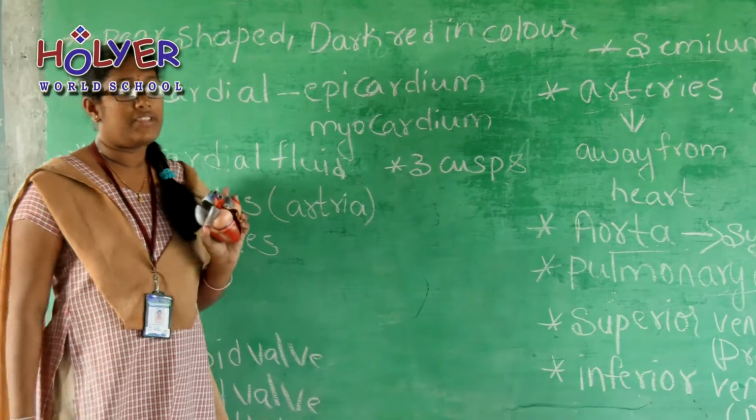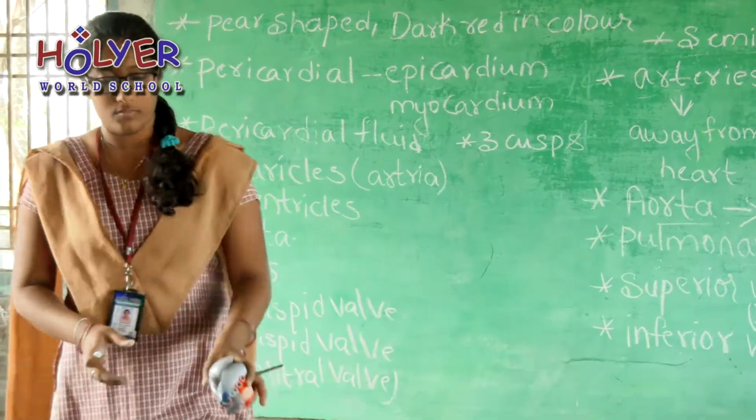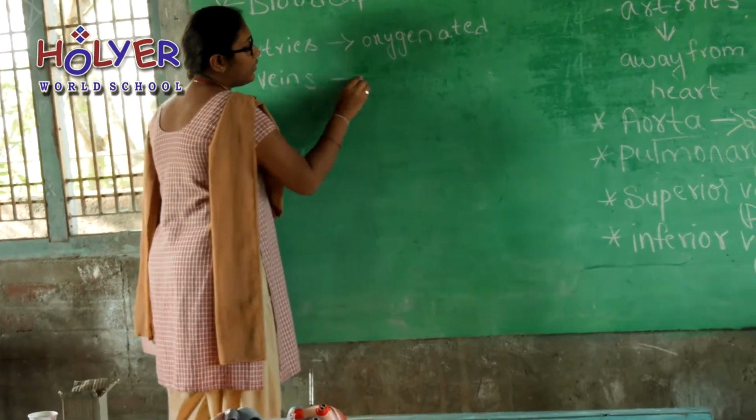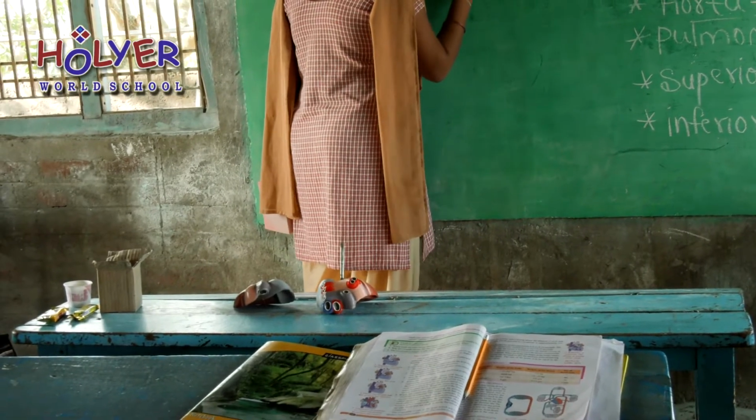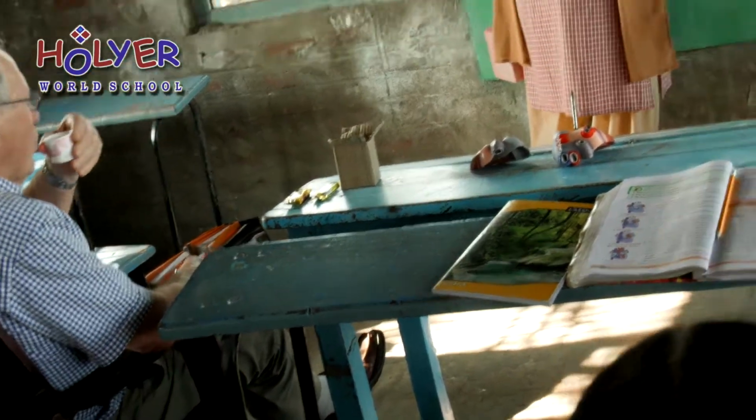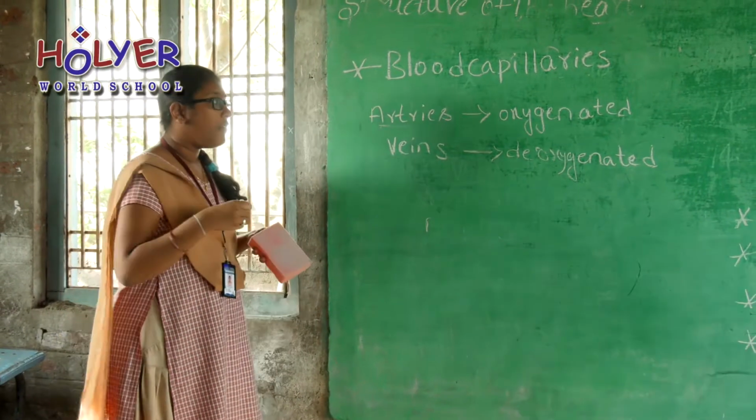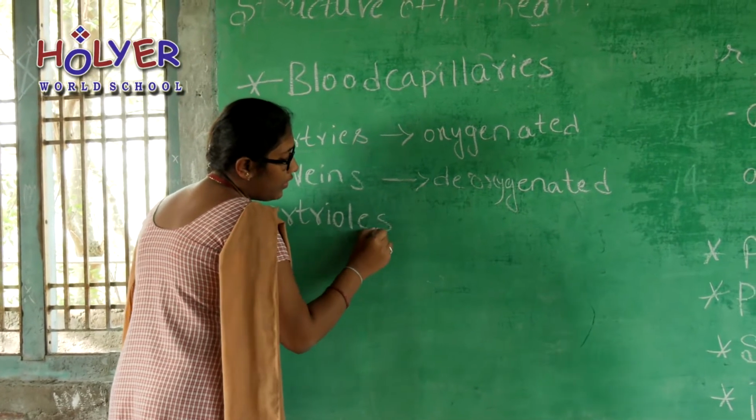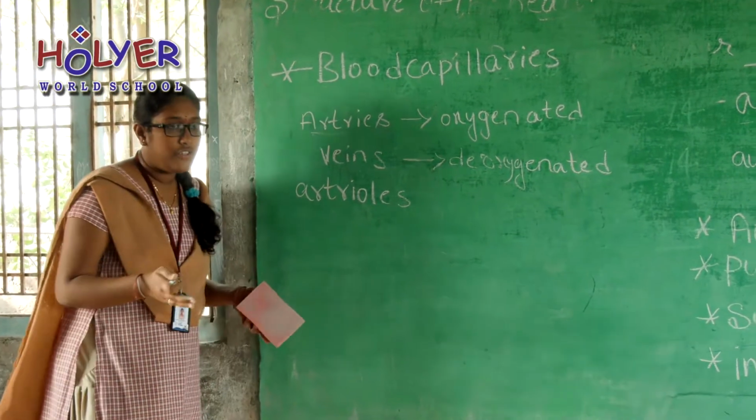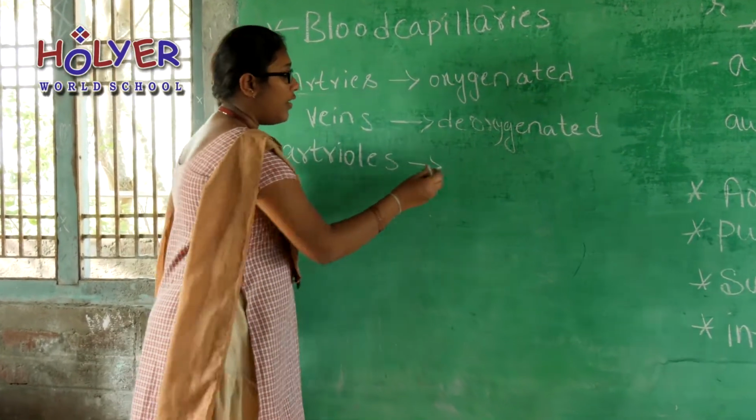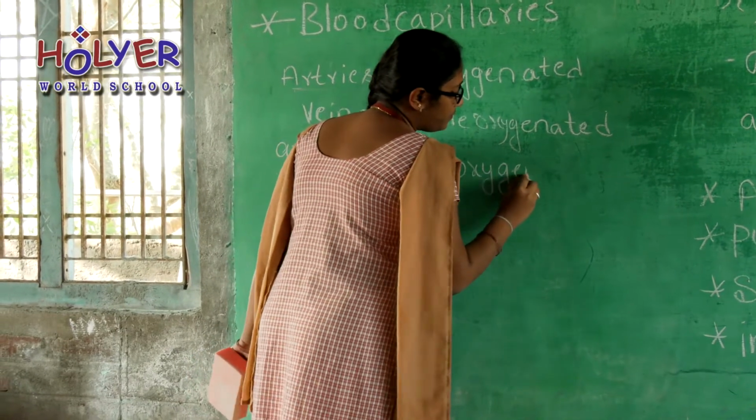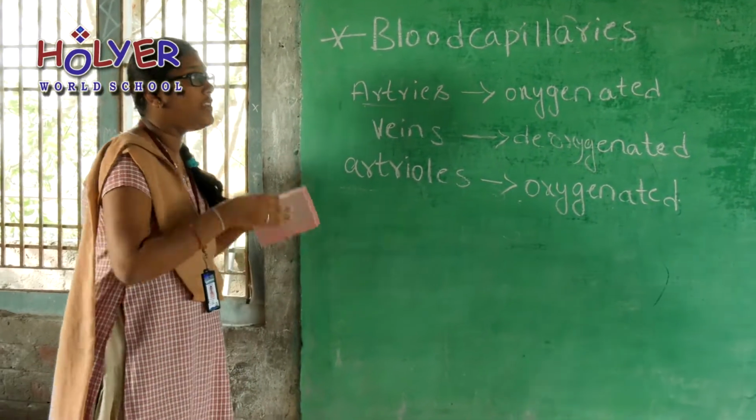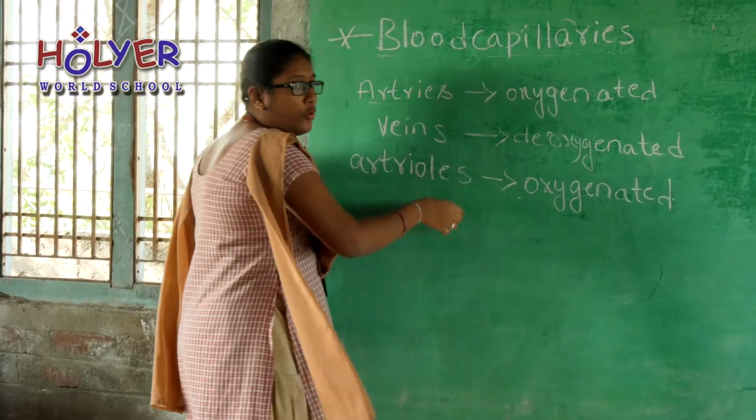Next, the blood vessels called blood capillaries. The arteries divide into smaller divisions called arterioles, which also carry oxygenated blood. These arterioles then continue as blood capillaries. The blood moves into the blood capillaries.